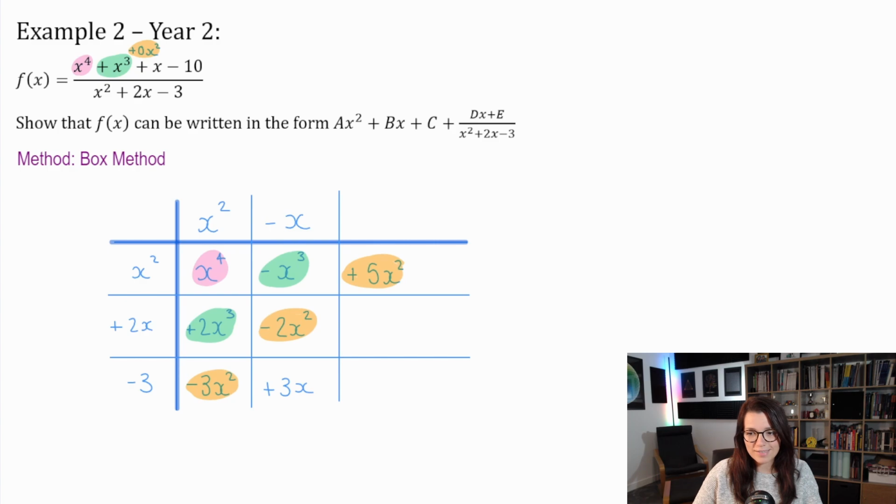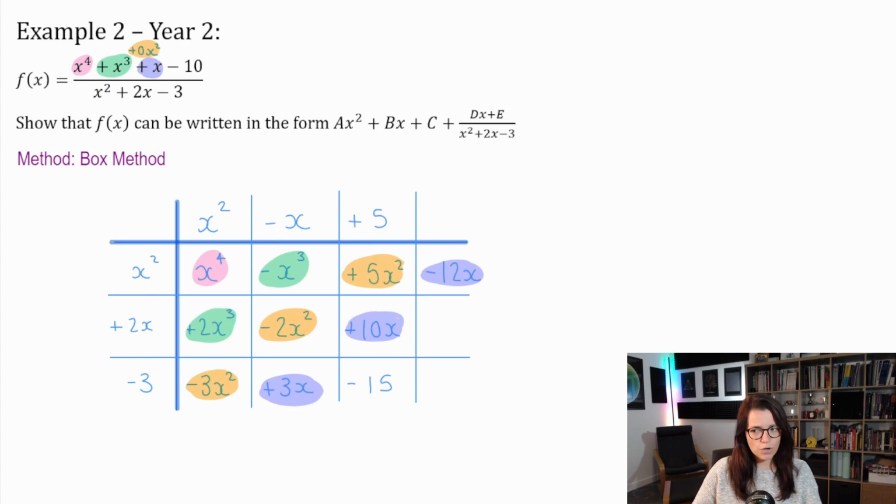Division, so 5x squared divided by x squared is plus 5. Timesing, so 5 times 2x is plus 10x. 5 times minus 3 is minus 15. Next term in the polynomial that we want to divide is plus x. We already have a 3x and a 10x, making 13x, and we want to get to plus 1x, means we would have to subtract 12x to get there.